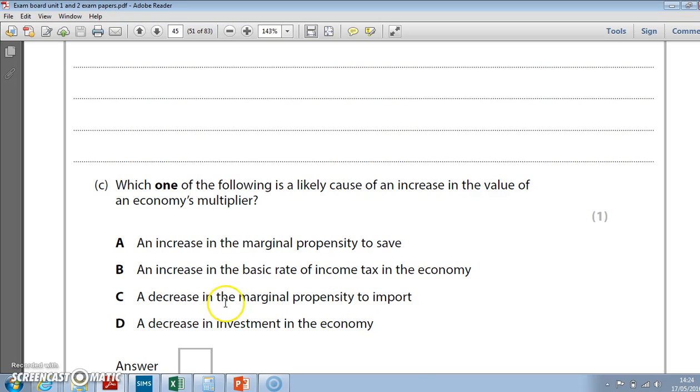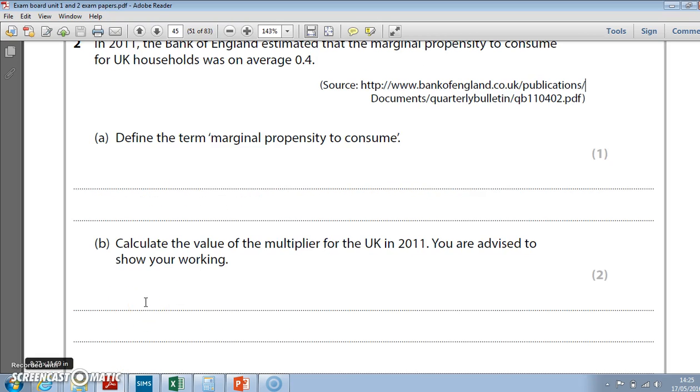A decrease in the marginal propensity to import. Right, if we import less, then that means the money that we have is not going out of our economy as much. Importing, if you remember, is not good for the economy because it means money flows away from it. Therefore, if the amount of imports goes down, this will help more money to stay inside the economy and therefore will increase the multiplier. So the answer here is C.